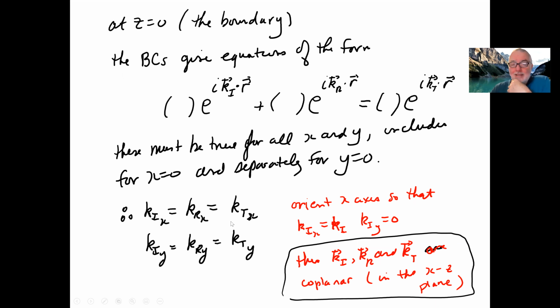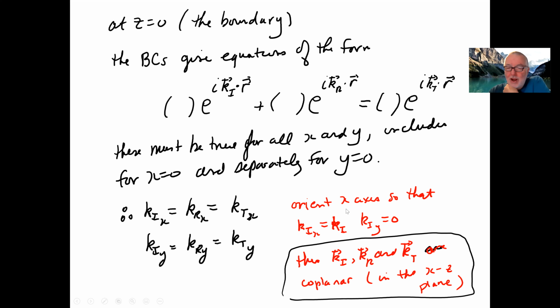And kiy has to equal kry and has to equal kty, k transmitted y. And that's just from taking that relationship that we had and applying it on the line y equals 0 and applying it also on the line x equals 0. These relationships have to be true, okay?